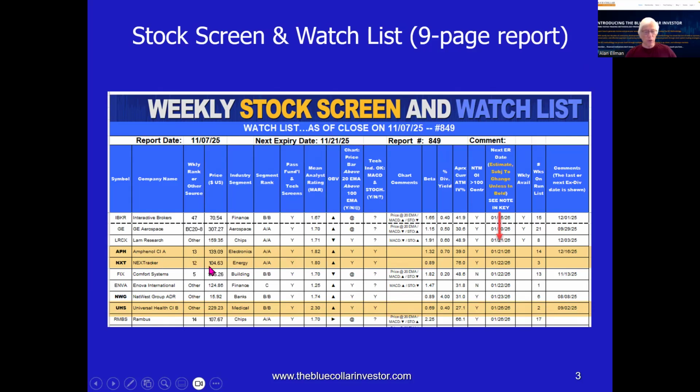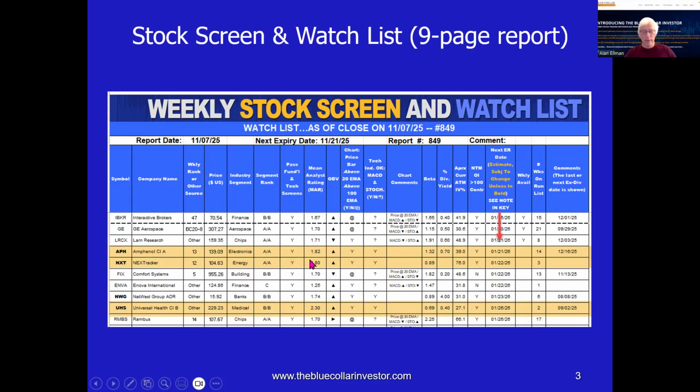Now you can see also that where we got them from. Well, 2 of them were from the IBD 50. APH, for example, ranked 13th. But when you see other, that means it came from our very own database BCI has developed over the past 18 years. Now, as far as the industry, we want to make sure we're well diversified. So the report will also give you the industry. As an example, UHS in the medical industry, and the ranking, either A or B in the case of these 3 securities.